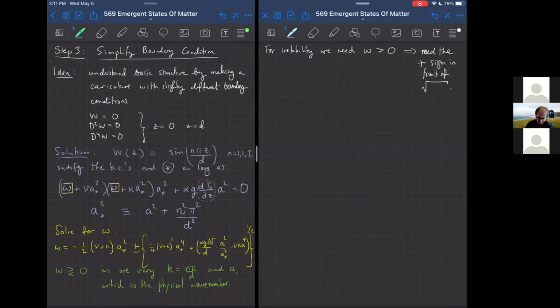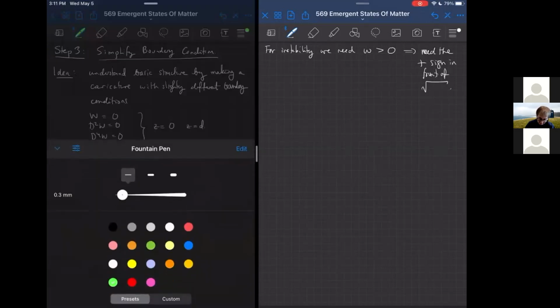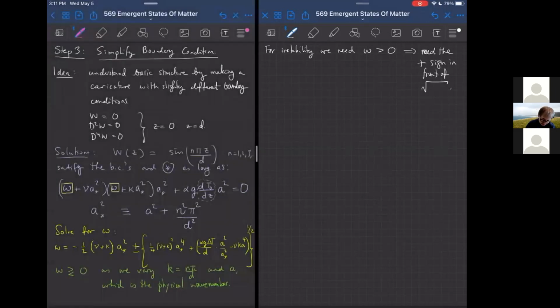So why do we need the plus sign? Well, look at the square root on the left-hand side. You can see that what's inside the square root is greater than what's on the outside of the square root. So if you had the minus sign, that would give you omega being negative. So the only way that you can overcome this minus sign over here is if you have the plus sign over here. Okay, so we need that.